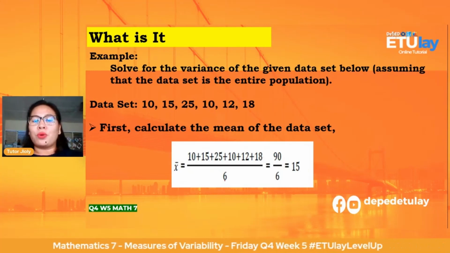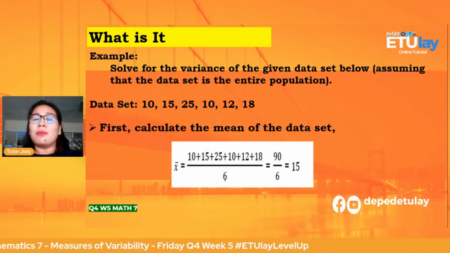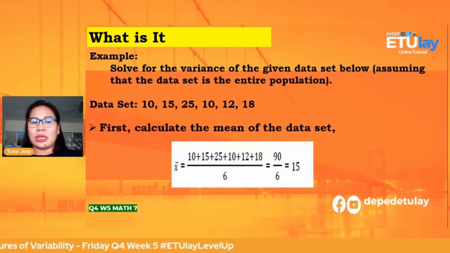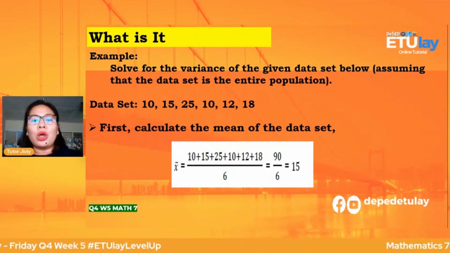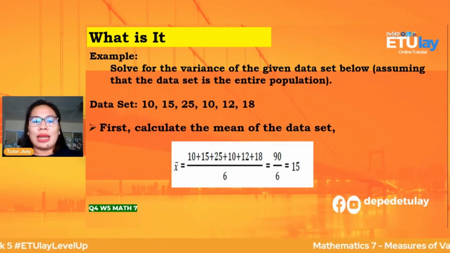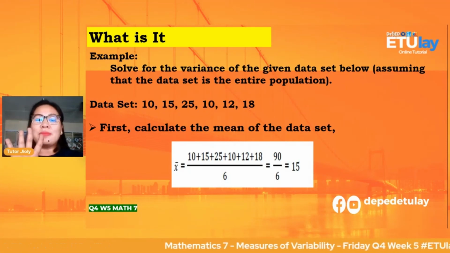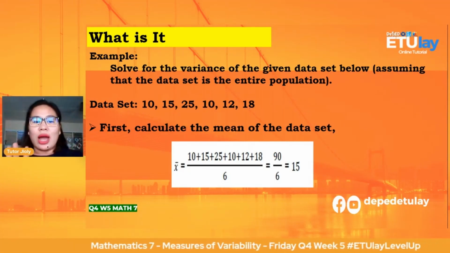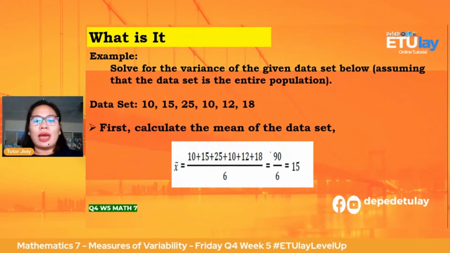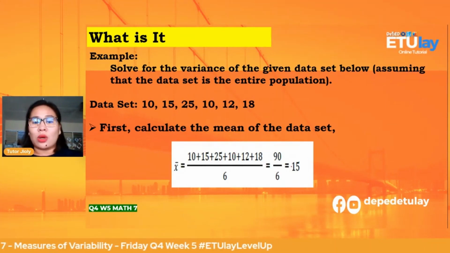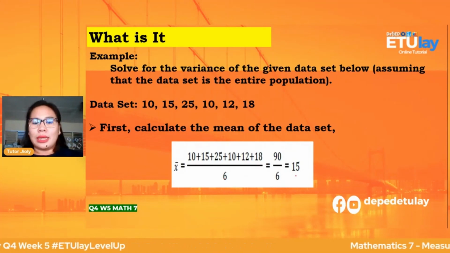If you want to ask me, tutor, where did the 6 come from? This is the total set of data we have: 1, 2, 3, 4, 5, 6. So, there are 6 of them. So, we have 90 divided by 6 is equal to 15. That will be our mean.